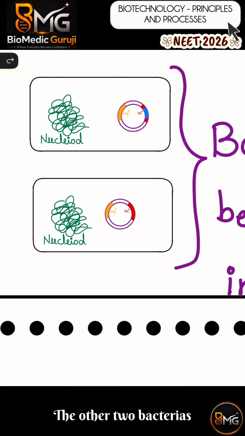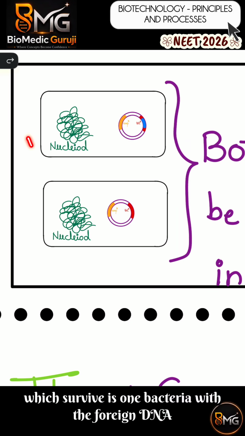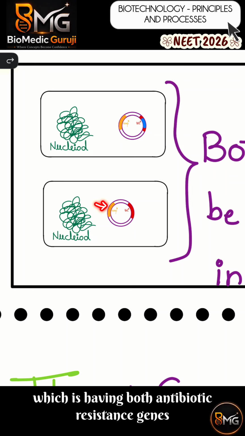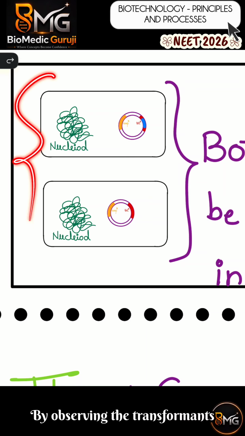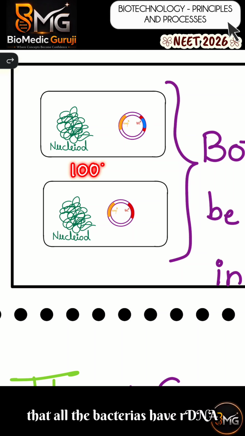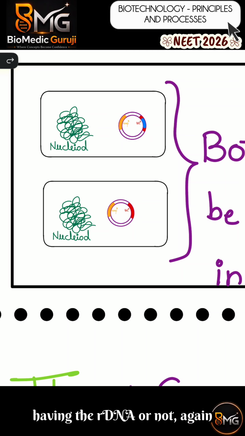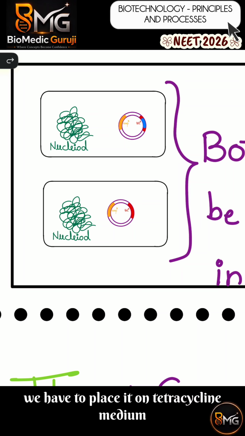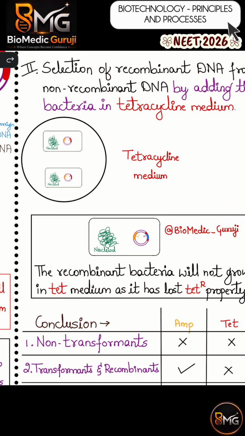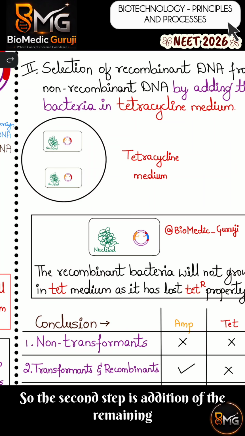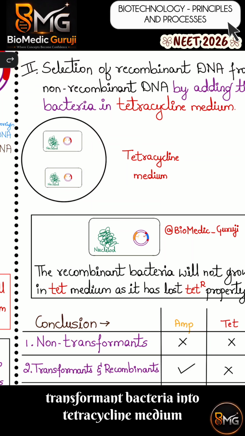The other two bacteria which survive are one bacteria with the foreign DNA and the other bacteria which has both antibiotic resistance genes. By observing the transformants, we cannot say 100% that all the bacteria have rDNA. So to find out whether the bacteria have rDNA or not, again we have to place them on tetracycline medium. So the second step is the addition of the remaining transformant bacteria into tetracycline medium.